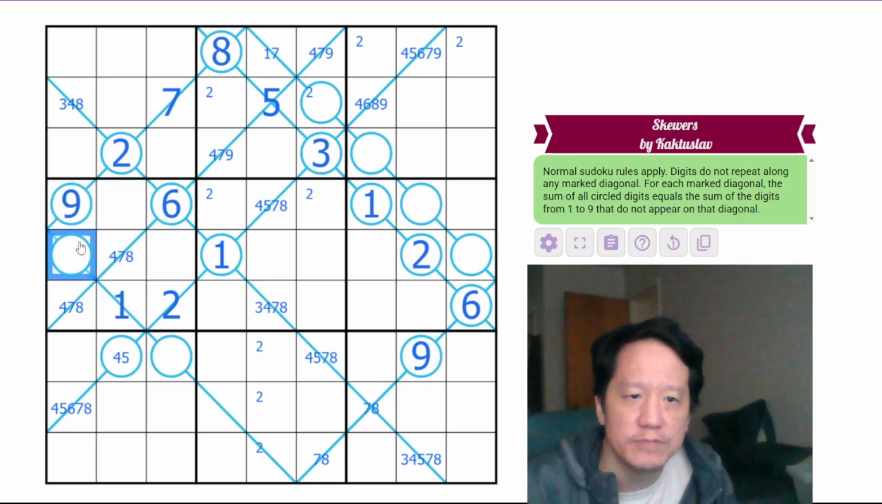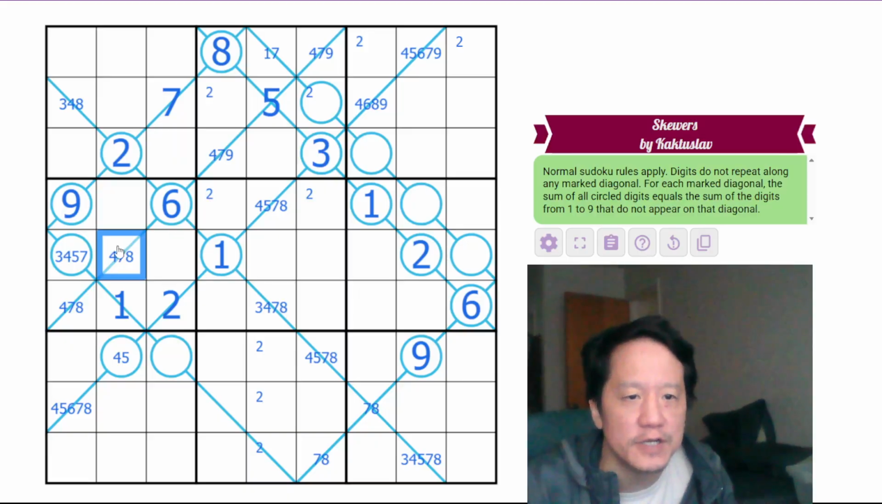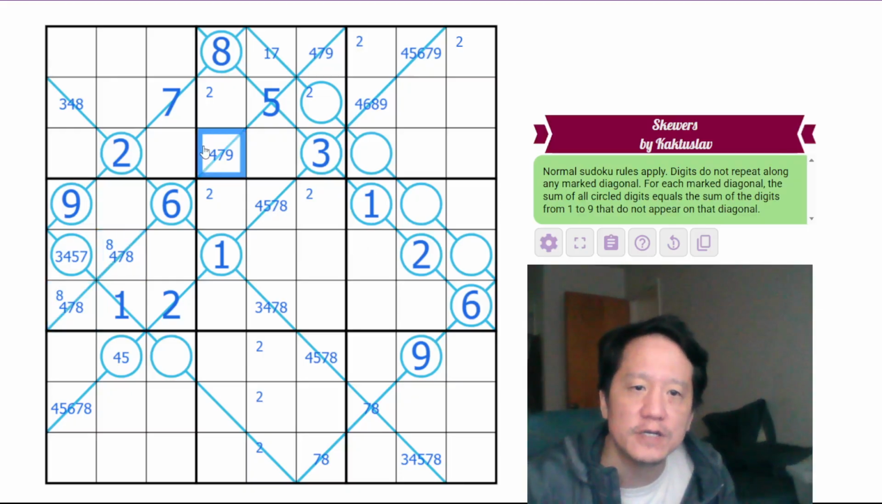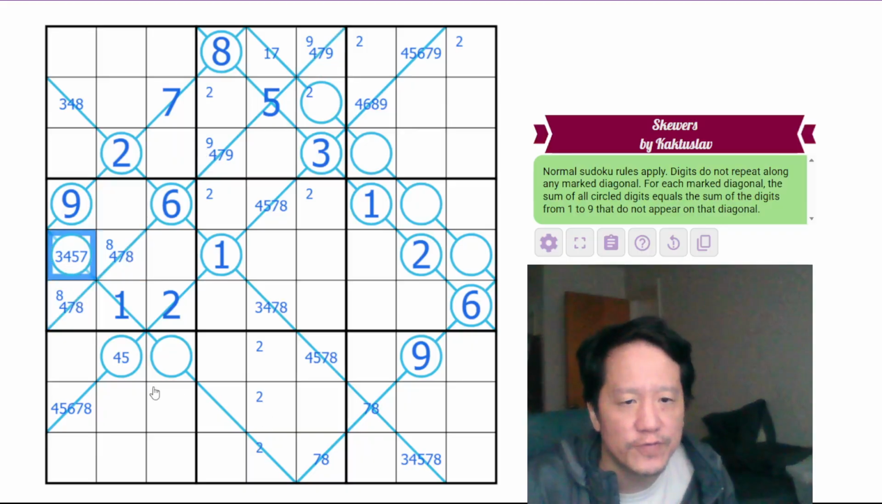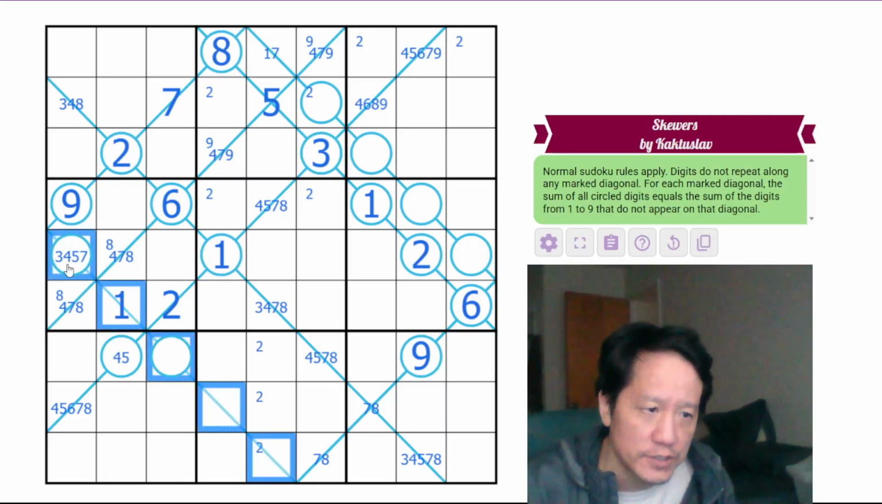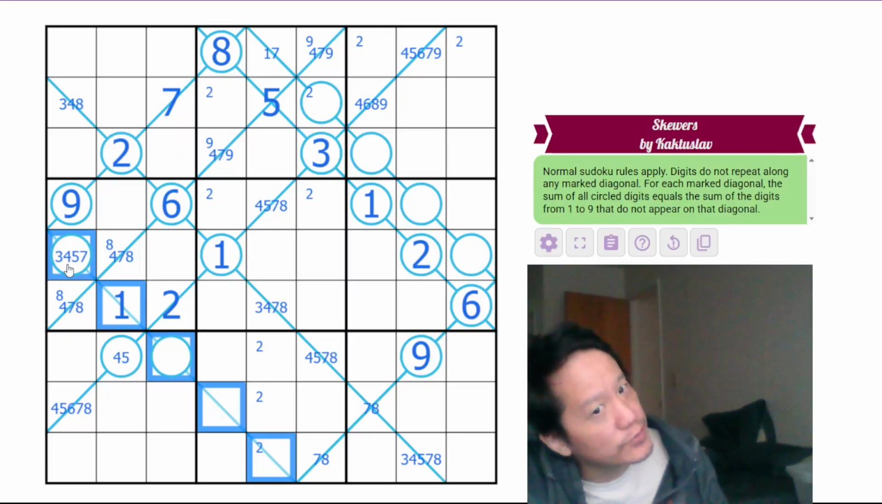Okay, so what digits can be here? It can be 3, 4, 5, and 7. It cannot be 8 because we're guaranteed an 8 in one of these cells. We're guaranteed a 9 in one of these two cells. So we have 3, 4, 5, 7. The other 4 digits is at minimum 2, 3, 4, 5.